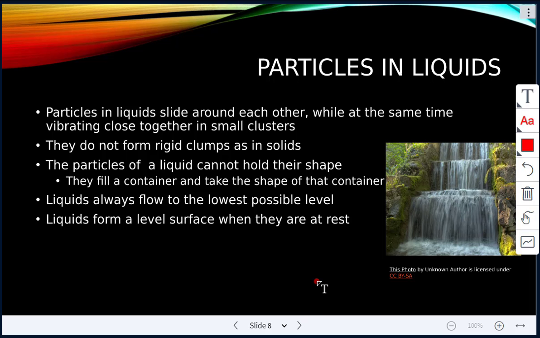Next, liquids. So liquids, the particles can slide around each other. They can still vibrate close together in small clusters, but they will never form rigid clumps as we saw in solids. The particles of a liquid cannot hold their shape, so therefore they will fill a container, they'll take the shape of that container. And they'll always flow to the lowest possible level. That's why I showed this waterfall here, right? It's flowing, flowing to the lowest possible level here, and then they'll form that level surface when they're at rest.